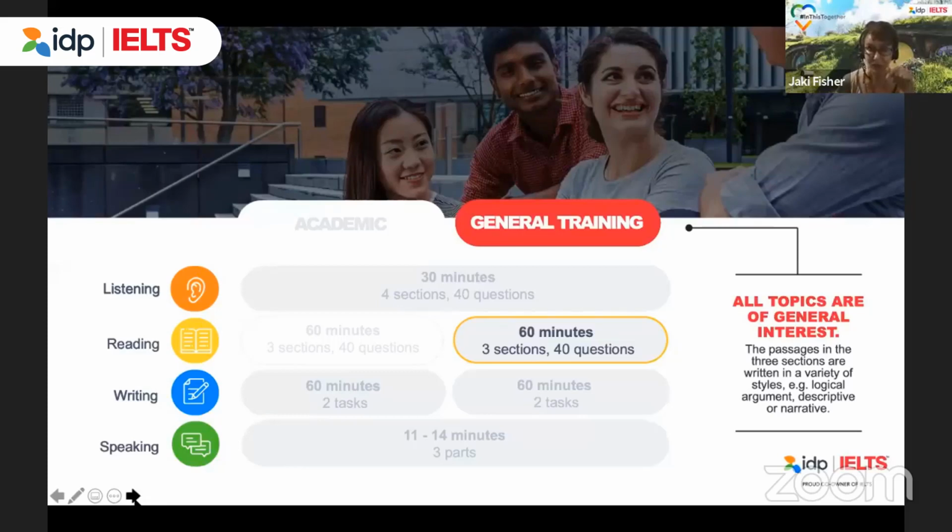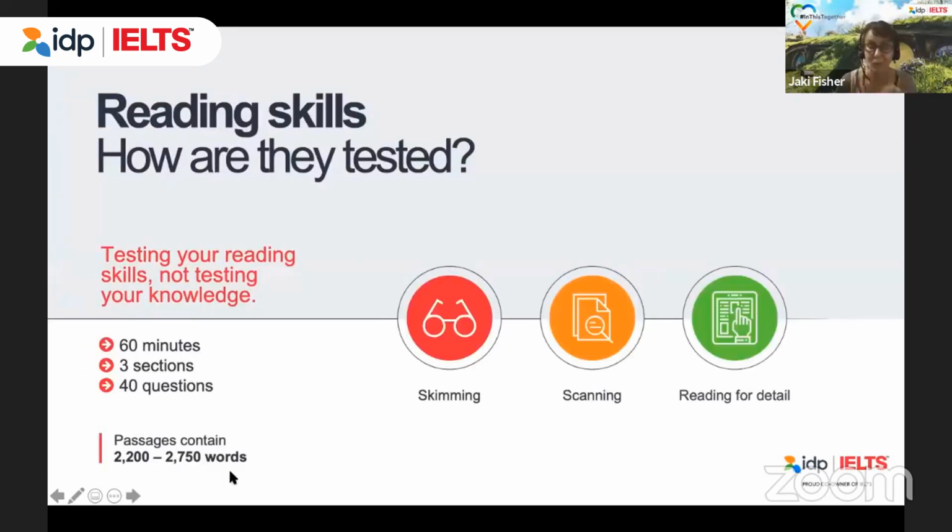Now, it's very true. The reading test is a race against time. Why? Because you have to read more than 2,000 words and answer the questions. And there's no extra time for reading. So you have to read fast and be very accurate. So you do need to practice this.